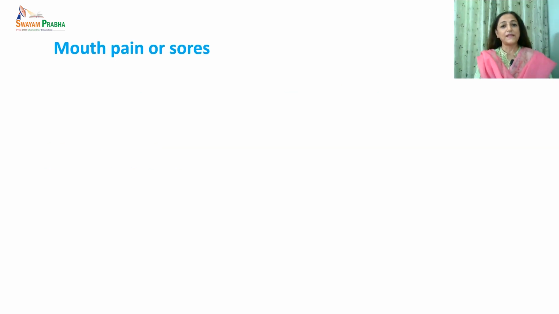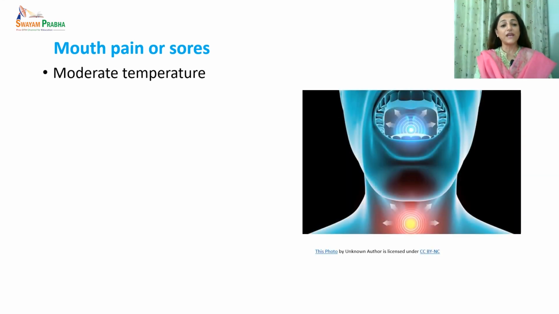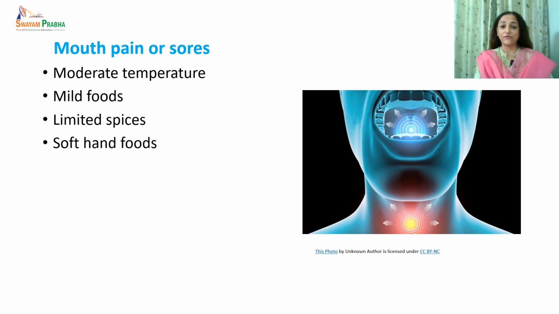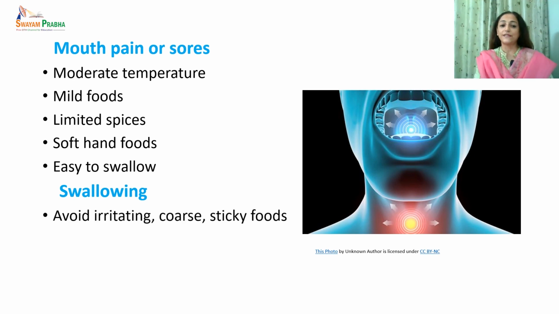For example, in case the patient is complaining of mouth pain or sores, then the food can be served at moderate temperature, mild foods can be chosen, spices can be limited, and soft foods can be recommended which are easy to swallow. And in case the patient is having swallowing difficulties, then we have to avoid irritating, coarse and sticky foods, and a straw can be used to ease the swallowing difficulties.